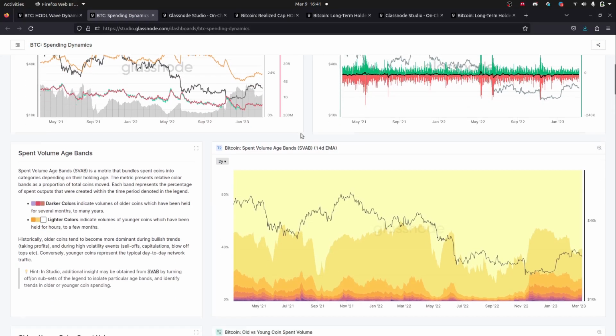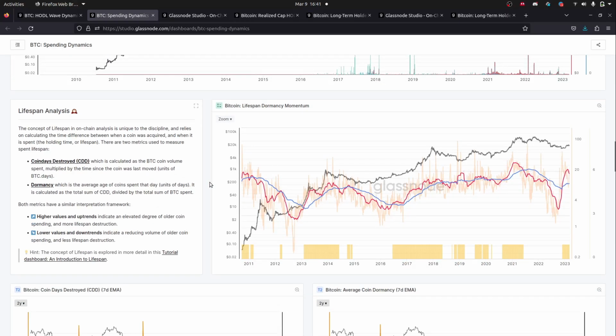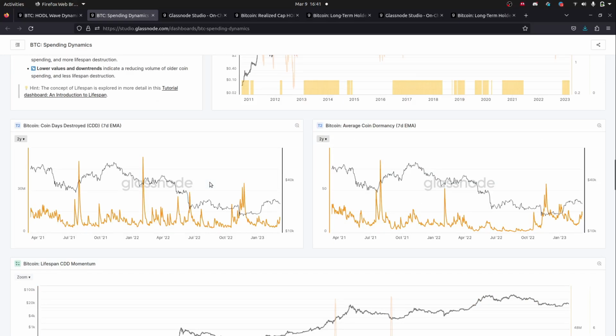Now, moving back onto our spending dynamics, I think we had a look at most of these actually, if I'm not mistaken. You can see on coin days destroyed and dormancy, we have that similar uptick, reflecting that there's a bunch of older coins on the move.